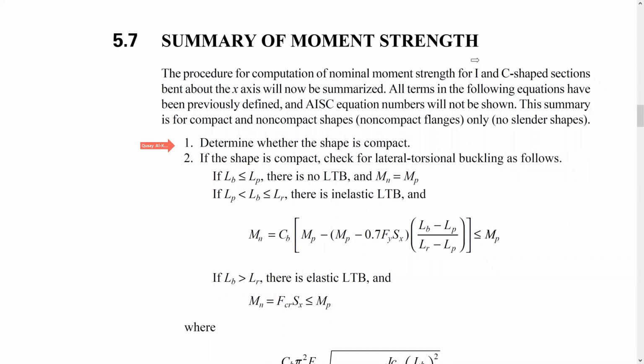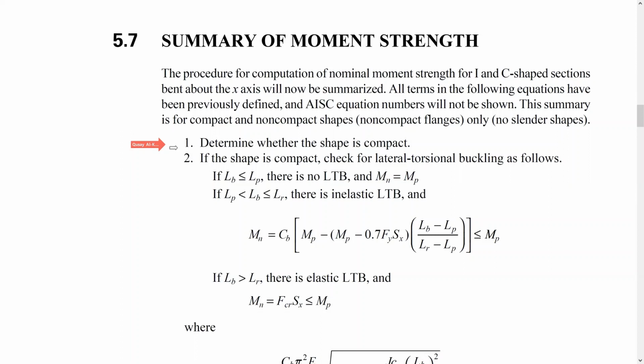So this summary is a very nice one. Let's go through this one. It will work for compact and non-compact shapes. Here, the first step, we need to define if the cross-section is compact or non-compact, okay?